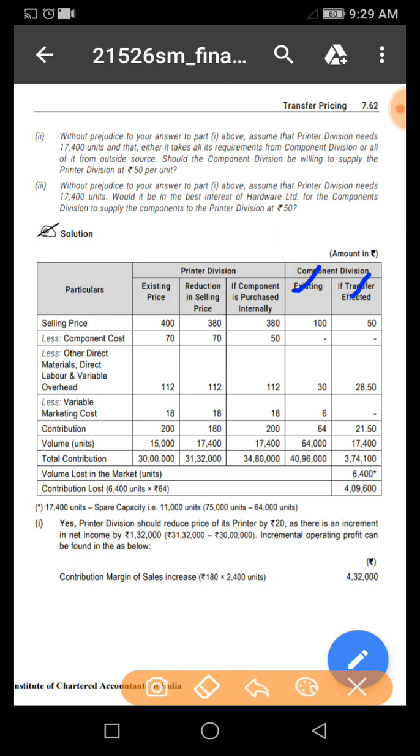So they are losing 6,400 units. So that's the volume lost in the market, 6,400. So 6,400 units lost in contribution, if they had sold in the outside market, 6,400 into 64. That is taken here, 4,09,600. Okay, so that's all.